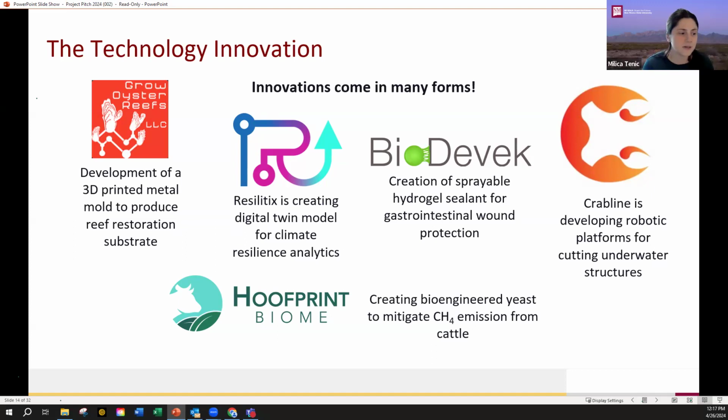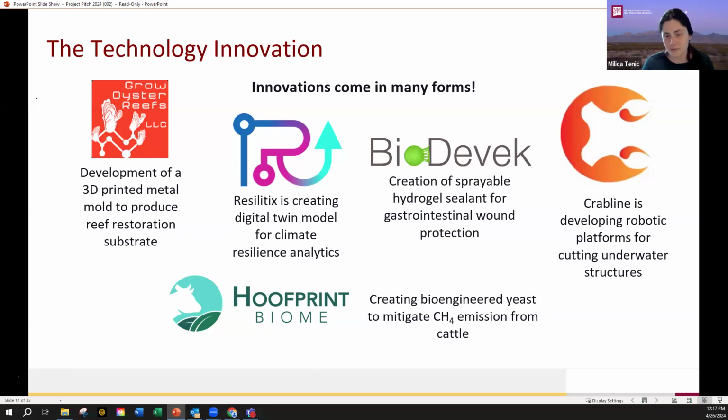I always like to talk about new things or very recent awards that NSF has funded. And so you could really see the broad spectrum of ideas and technologies and products that they'd like to bring to the market. So here we have anything from developing 3D printed metal molds for reef restoration to creating digital twin models for climate resilience. They also have a focus on medical products or medical devices, for example, that sealant for gastrointestinal wound protection.